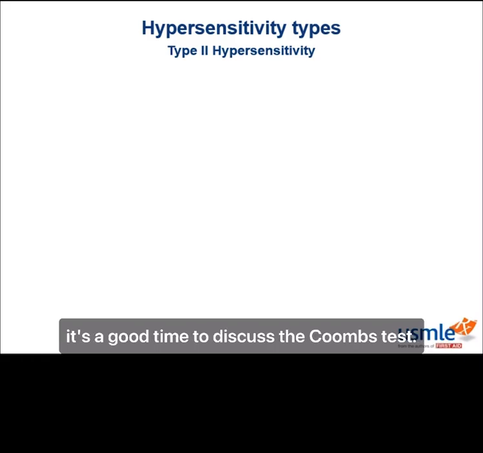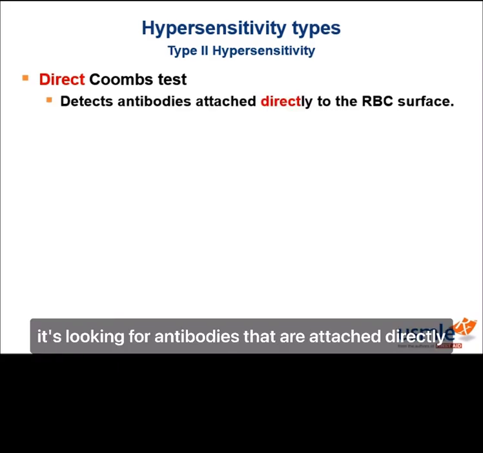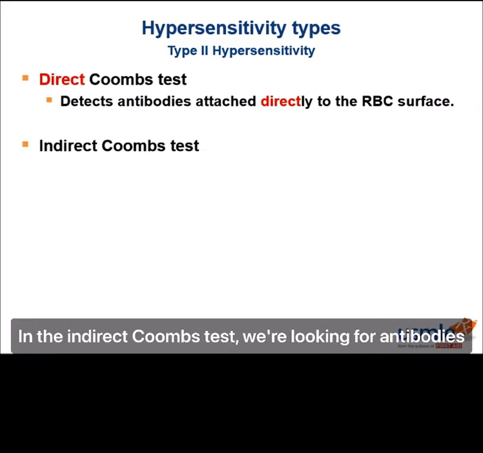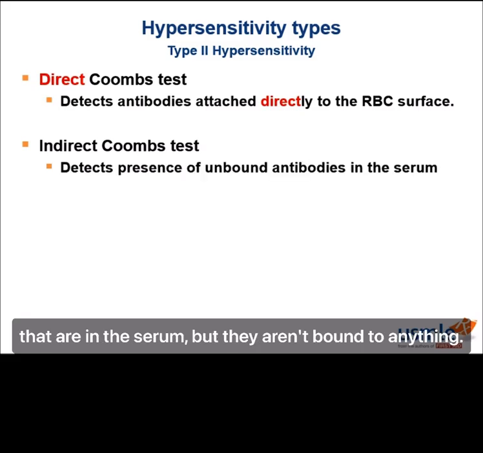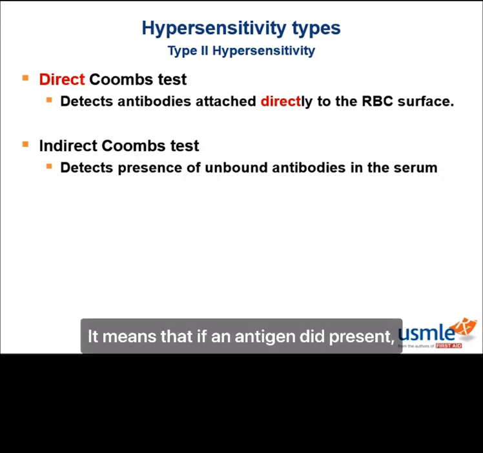Now, since we're talking about labs and agglutination, it's a good time to discuss the Coombs test. In the direct Coombs test, it's looking for antibodies that are attached directly to the surface of red blood cells. In the indirect Coombs test, we're looking for antibodies that are in the serum, but they aren't bound to anything. Why is that important?